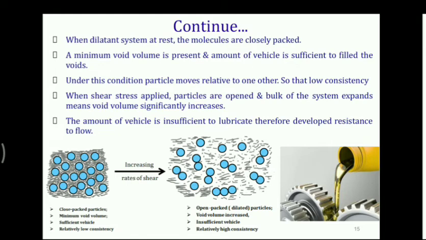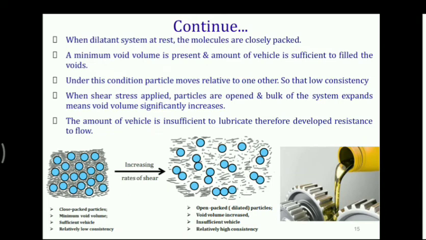So what do you mean by void? First of all, the interparticular spaces present between the particles are called void spaces. In this case, you can see from the diagram that the particles are very close to each other, the void spaces are very less, and the next characteristic given is a sufficient vehicle. Sufficient vehicle is there to fill all these interparticular spaces or voids. Why such a characteristic is important, we are going to discuss in a later section.